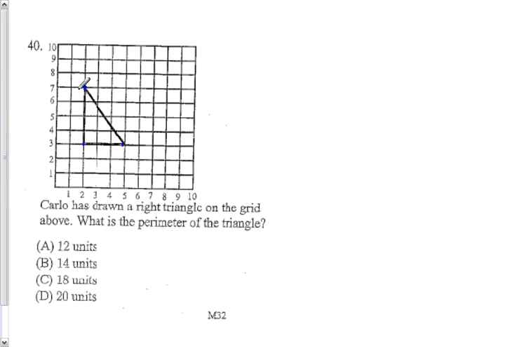So, let's count. We can count the up and down, the vertical one and the horizontal one. That's no problem. They each lie right on a grid. So we have 1, 2, 3, 4. So we have 4 units this way, and horizontally we have 1, 2, 3 units.